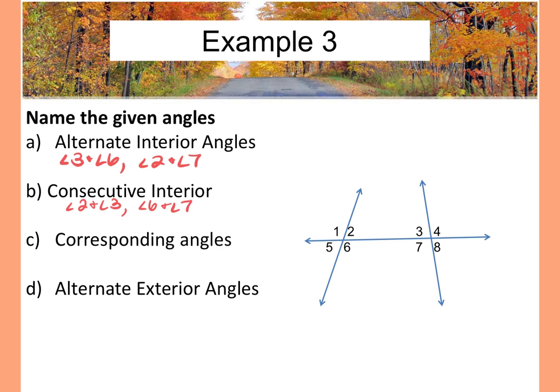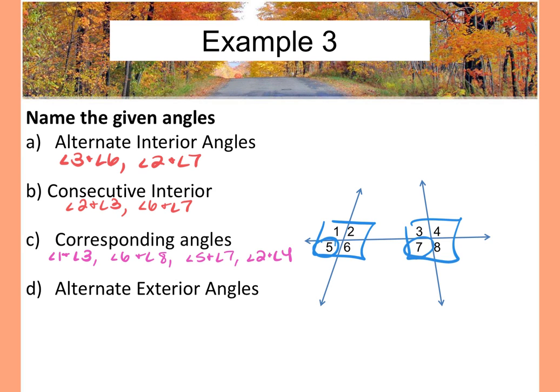Corresponding angles, and remember now there's 4 pairs here. 1 and 3. 6 and 8. 5 and 7. And the last one is 2 and 4. So why can't it be 5 and 8? Because those are not corresponding. Because if you make the box, 5 is bottom left. That means 7 is bottom left.